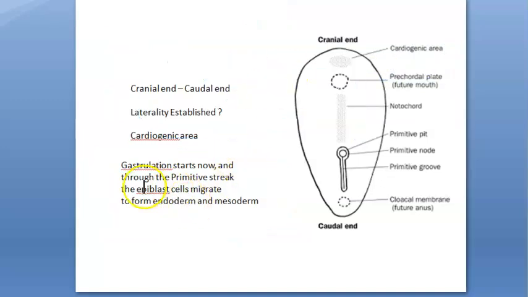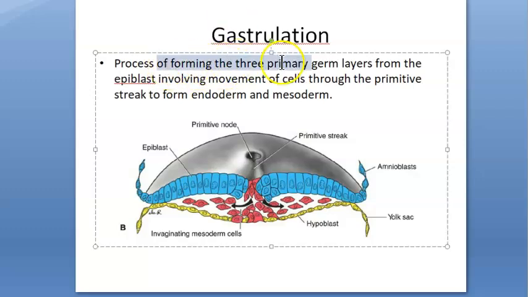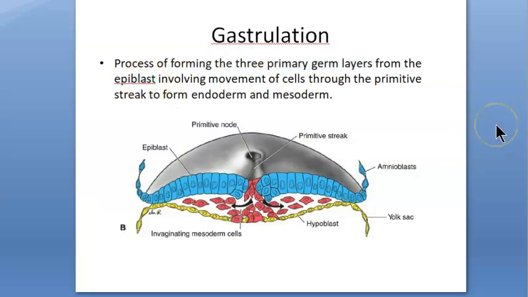It needs the primitive streak. Why? Because the epiblast cells migrate through the primitive streak to form the endoderm. That is the fate of all this also. Okay. So now look at this. Gastrulation is the process of forming 3 primary germ layers from the epiblast. Okay. See, it is not from the 2 it is becoming 3. From one of the 2 only it is becoming 3. See, let us understand this.